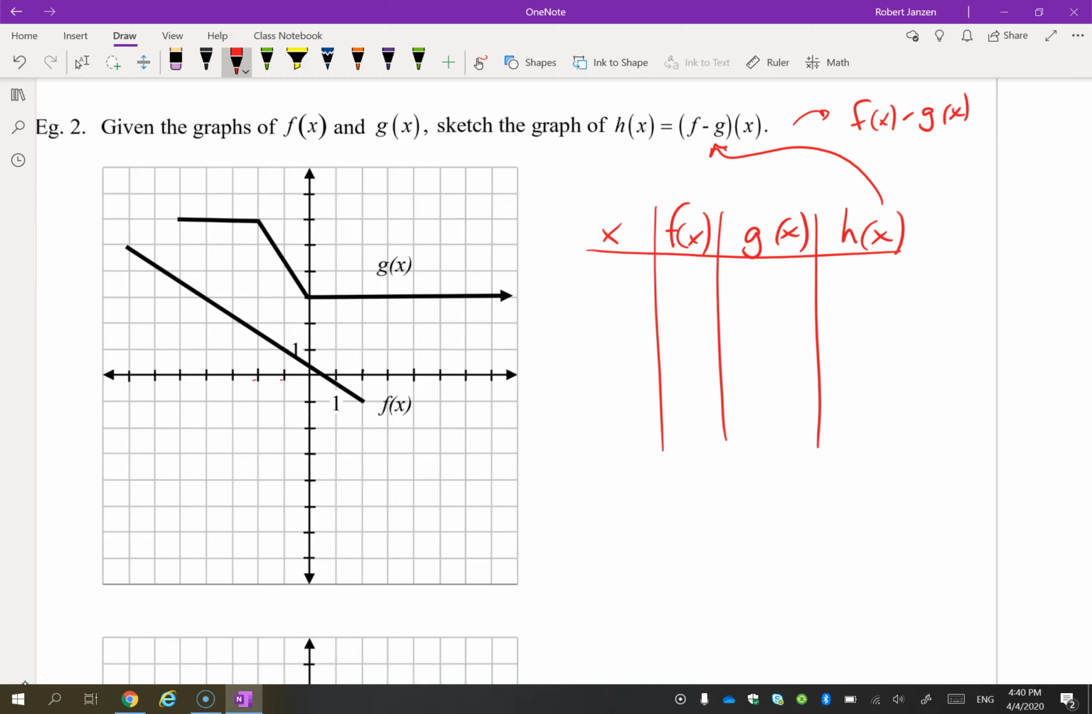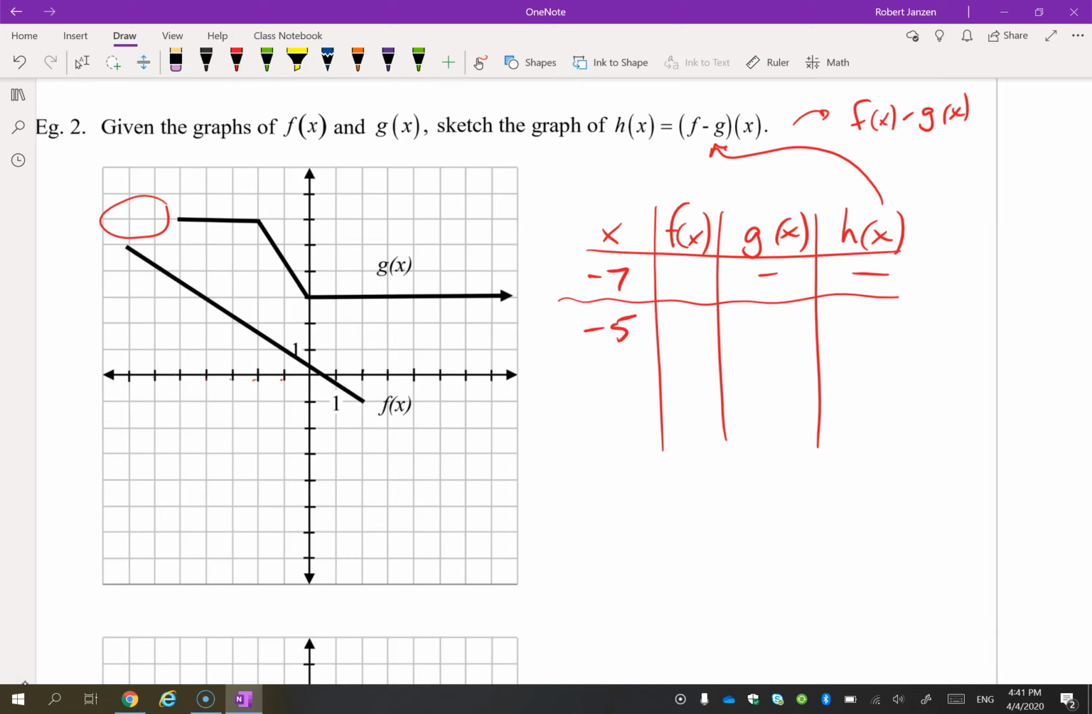Well, if we go 1, 2, 3, 4, 5, 6, 7, this is x is -7. But you can see that g of x doesn't exist there. So if I picked a -7, I can't do this. Same with -6, that's not going to work. So the first value I should pick is where they both exist, right here, -5.